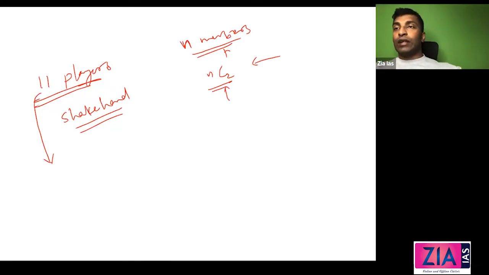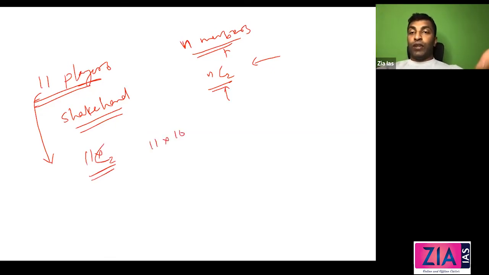You can see, right? Once the matches are over in the ground, if it is a cricket match, 11 players will be there. Ignore the umpire and all. Opposition team, you ignore. 11 players are there. They all shake hands among each other. So how many shake hands? 11C2. Okay, that means 11 into 10. This is 2, so take 2 terms divided by 1 into 2. That is 55 shake hands are made.